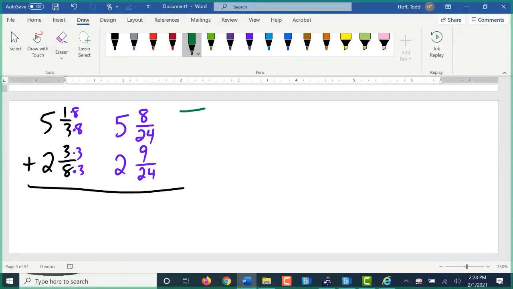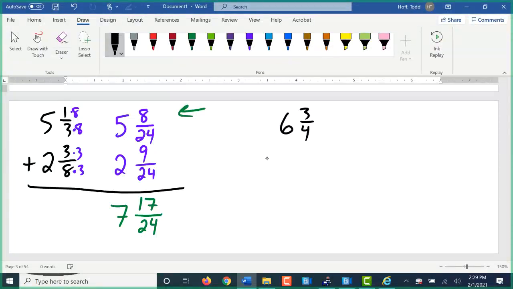Just like with whole numbers, I start at the end and I work my way backwards. So I'm going to do the fractions first. 8 plus 9 is 17, and that place value is the 24th. So I keep the same name, the same place value. 5 plus 2 is 7. It doesn't stay that simple. We run into things like this.